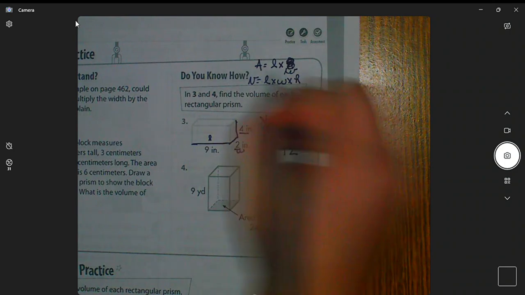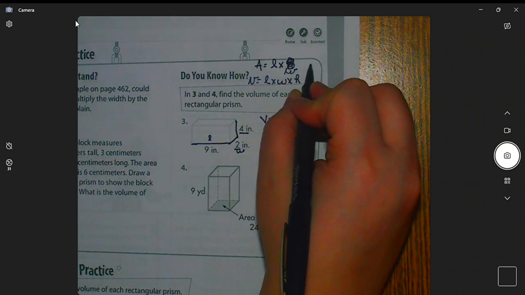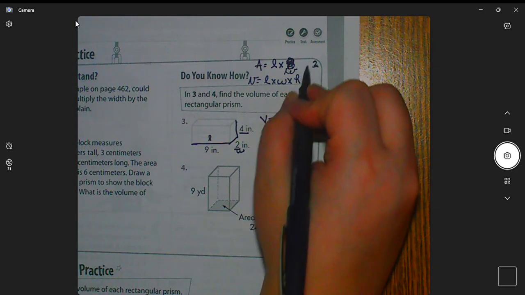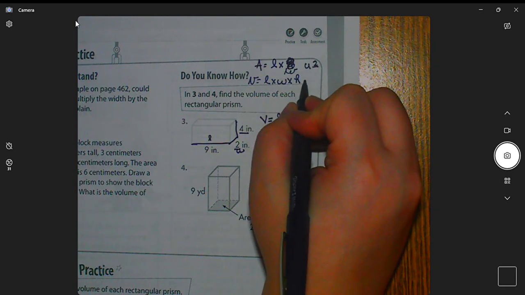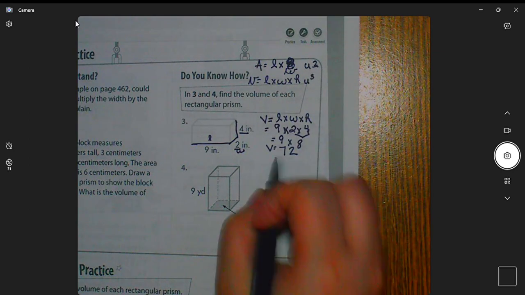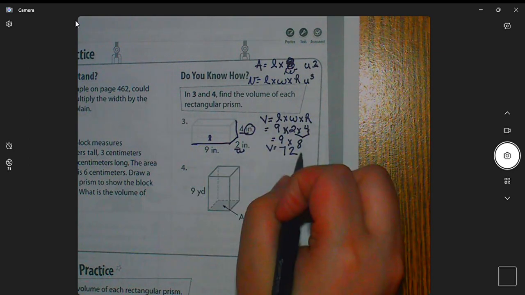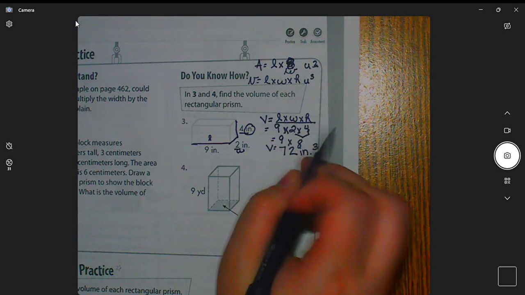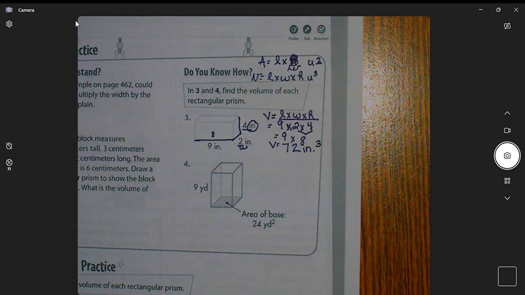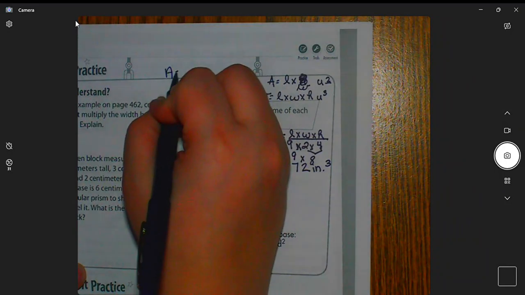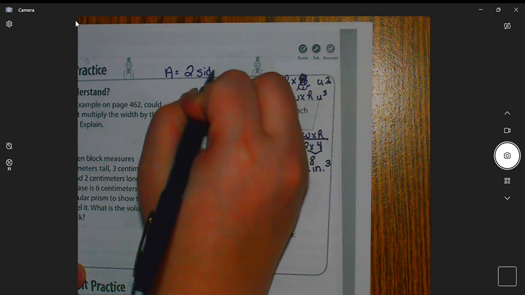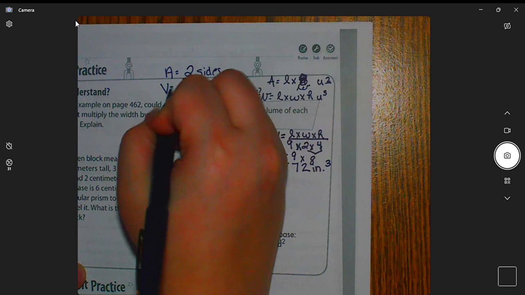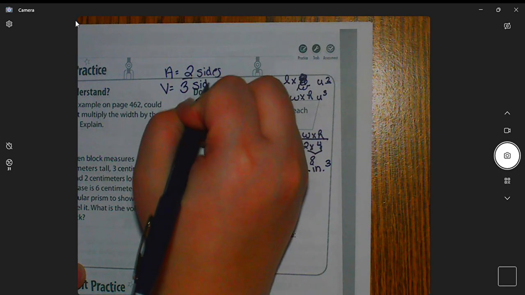Now, in area, your answer has a squared in it. So, unit squared. But in volume, your unit is cubed. So 72 inches cubed, because you've multiplied by 3 sides. So a really fun trick to remember is, area has 2 sides. Volume has 3 sides being multiplied.